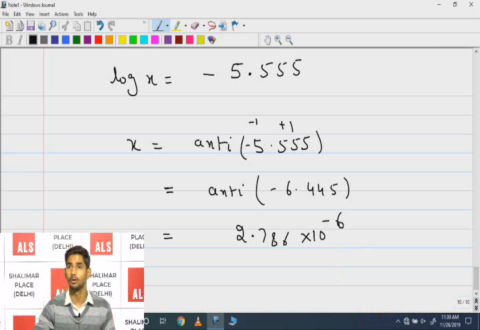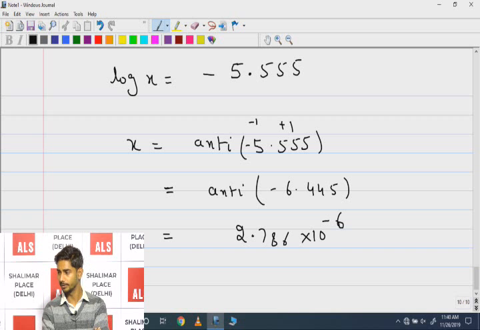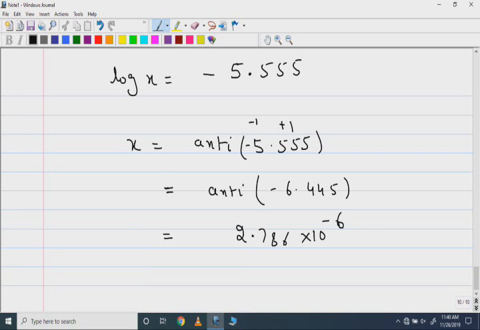Say I'm not having the log table or anti-log table. So now you have to confirm how many of you are getting the same answer, this answer. If you are getting a different answer, please tell me. Yes. Yeah, absolutely right.